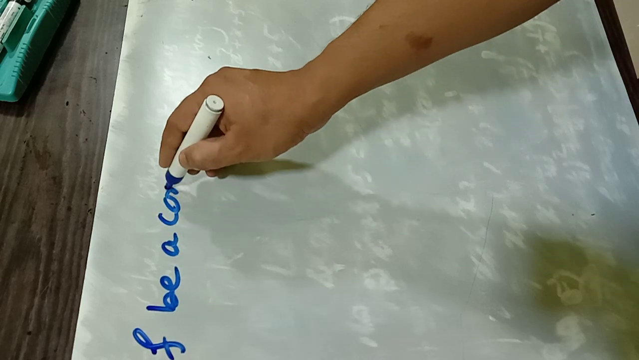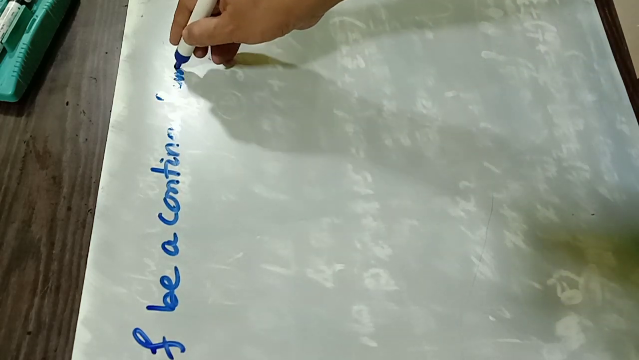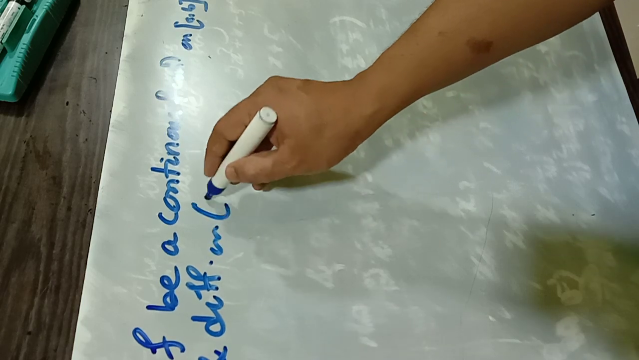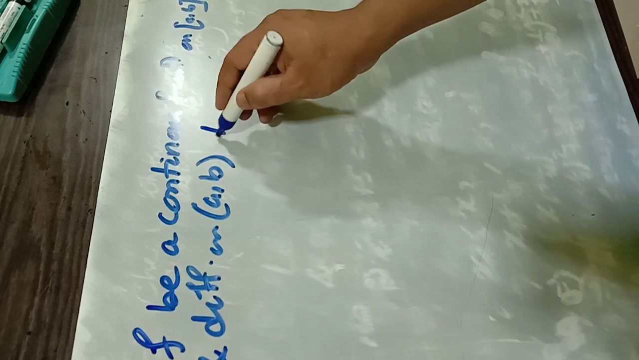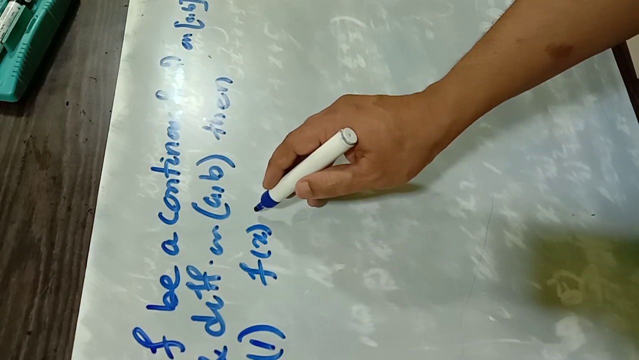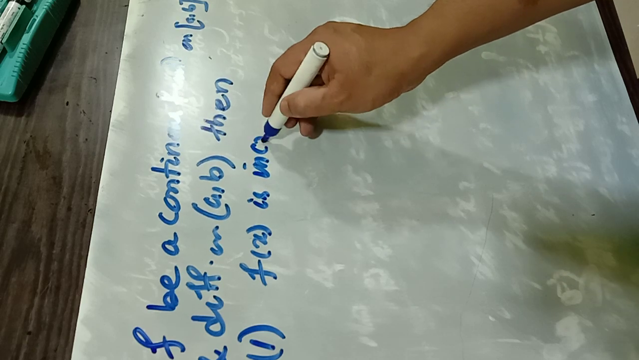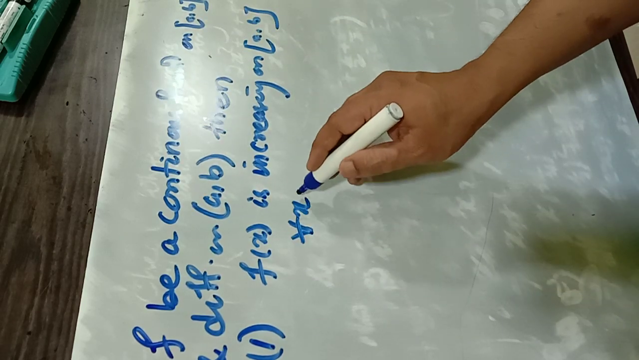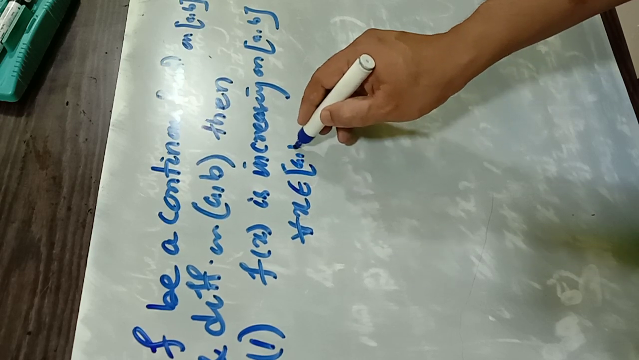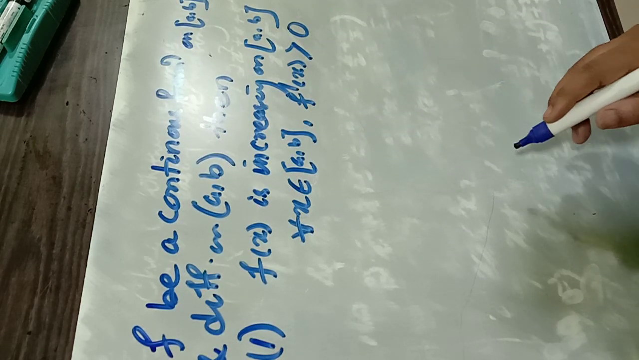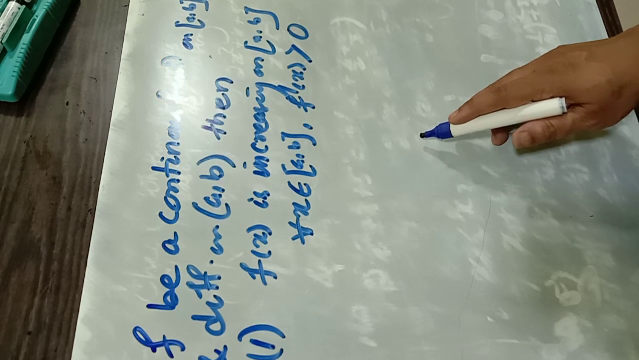The result is telling that if f be a continuous function in closed interval AB, and differentiable on open interval AB, then first point, f of x is strictly increasing on closed interval AB if for all x belongs to AB, f dash x is greater than 0. F of x is increasing for all x belongs to AB, f dash x is greater than 0.